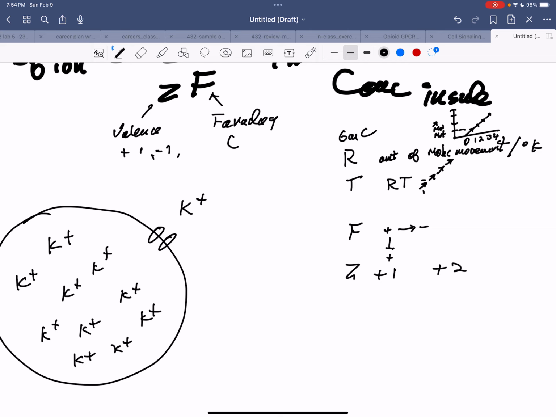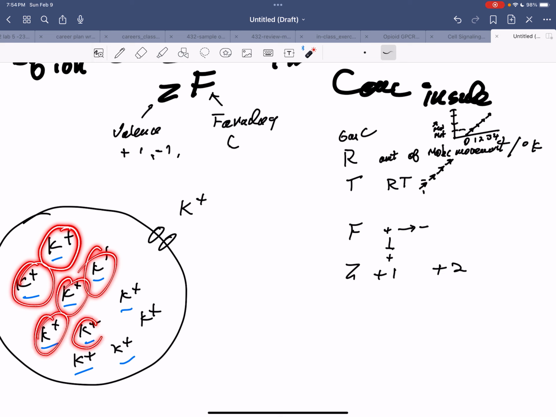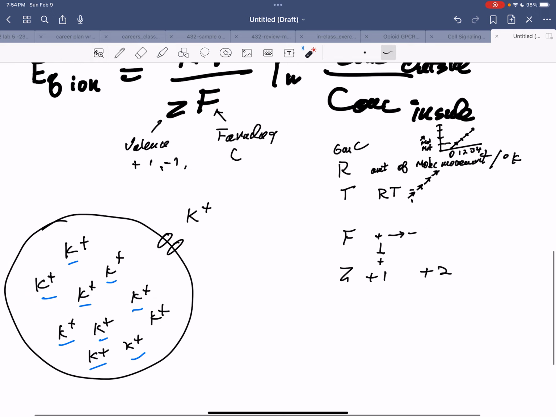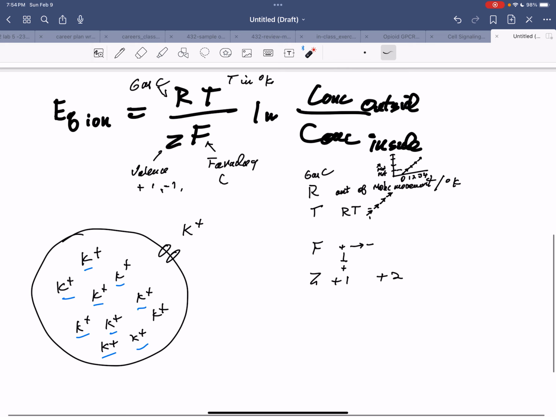So ZF is telling us how tightly negative charge is going to hold these ions in place. The way I've drawn it here, I've simplified by saying, okay, let's assume all of these have a negative charge nearby. They're held in place. This one's free to move. This one's free to move. Total up the negative charge here, and that would be the equilibrium potential.